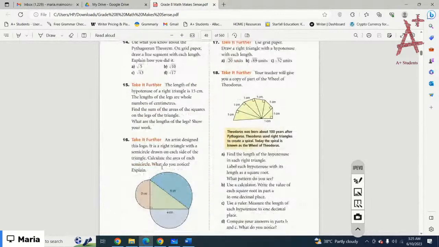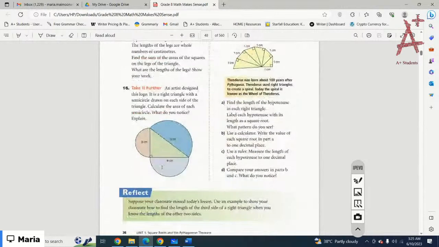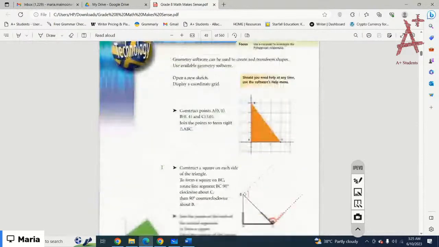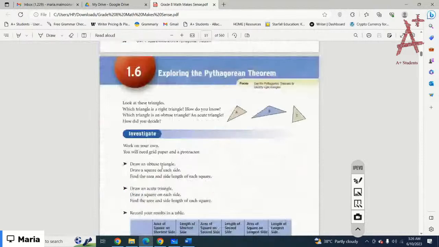You can complete the rest by yourself later today. Let me just move on to the next lesson. The next one is about the Pythagorean theorem. So let's just start with the next lesson.